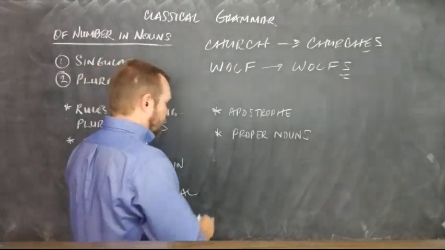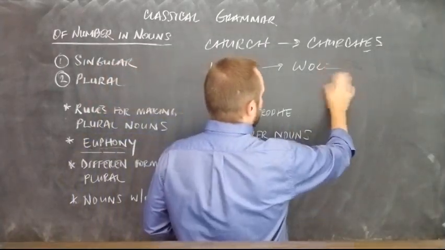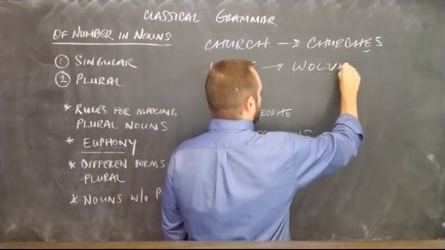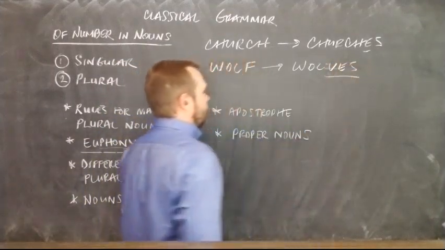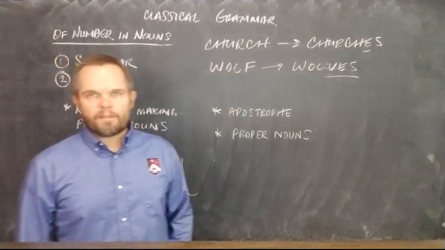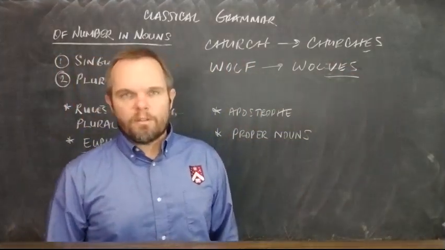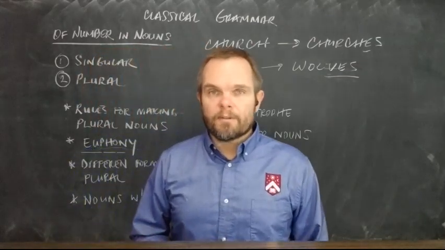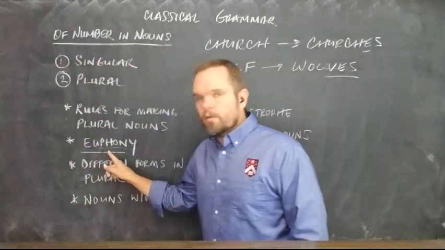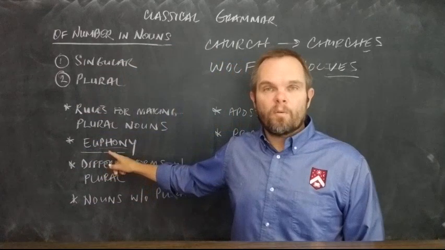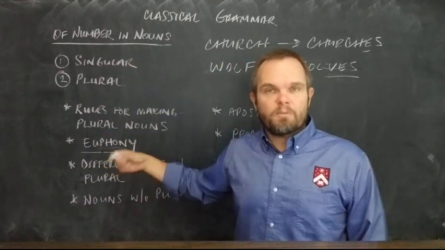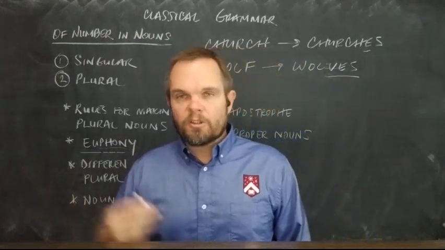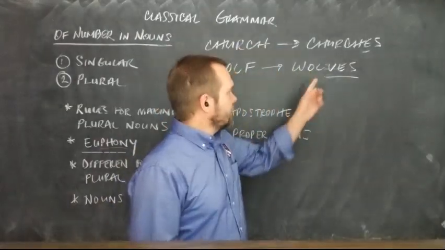It's difficult. So we make a change for the sake of euphony. And instead of that F, we use a V. Wolves. The euphony of wolves is better than that of wolfs. And so there's a special rule that makes this change.